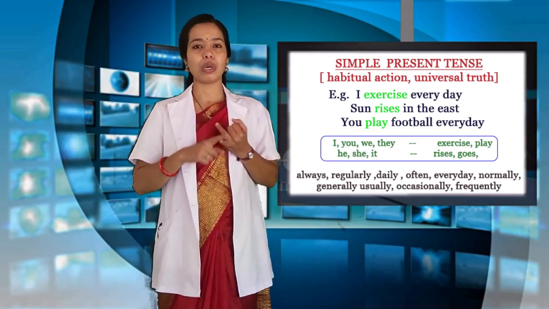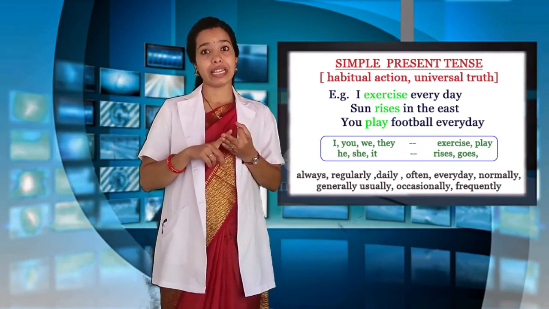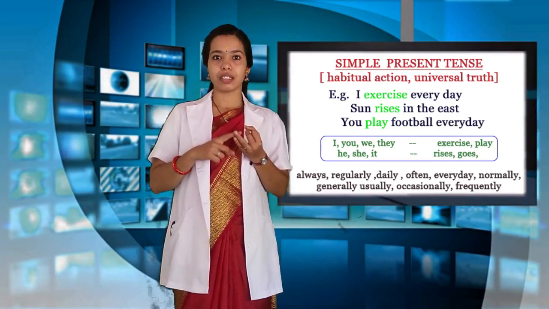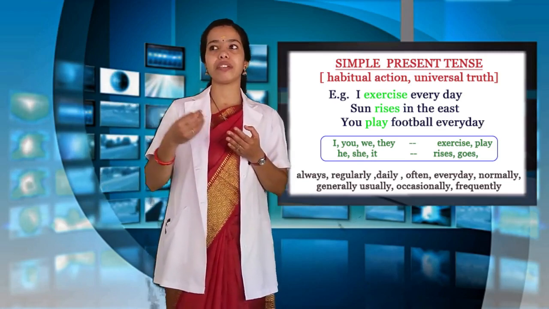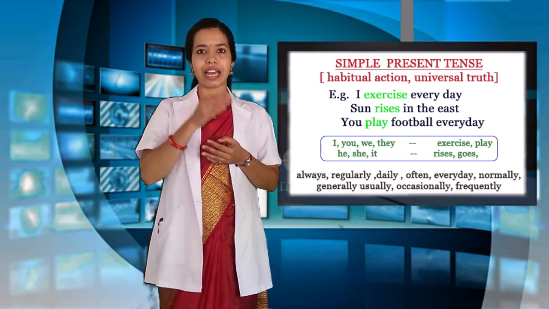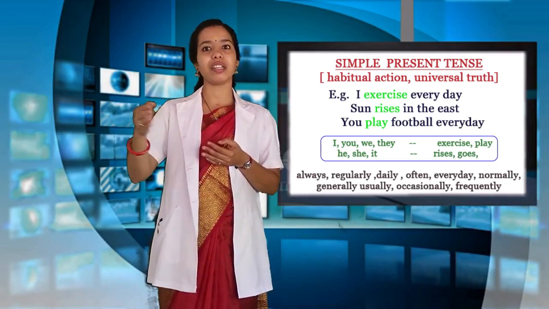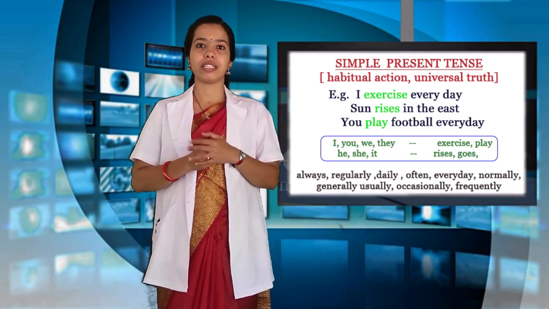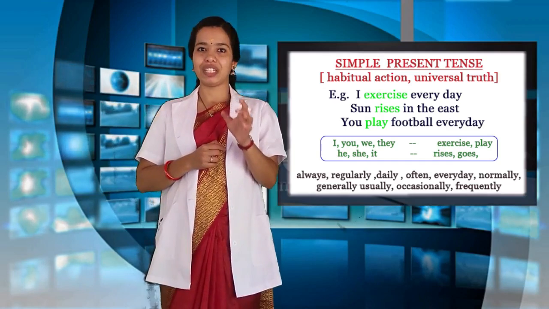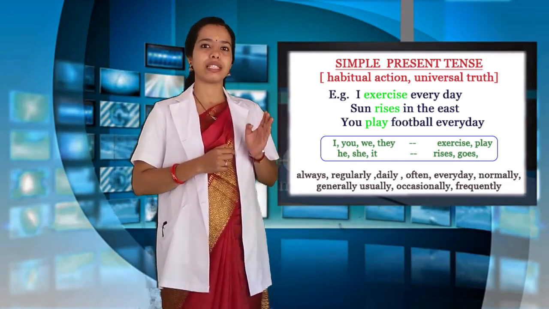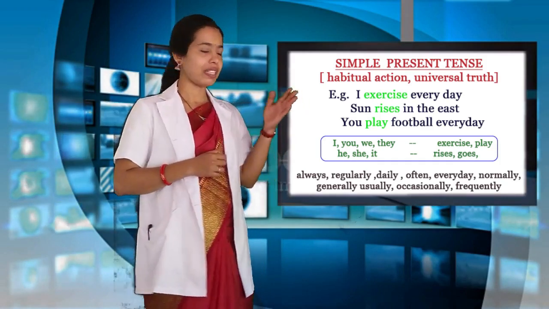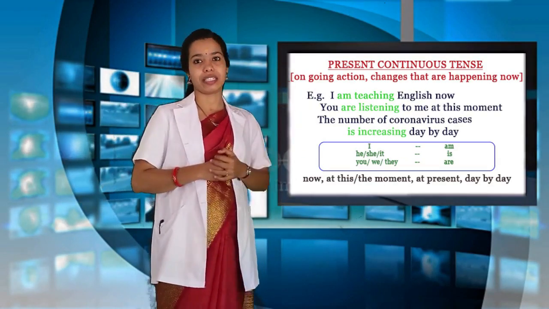For example, always, regularly, daily, often, every day, normally, generally, usually, occasionally, frequently, like that. Any of the words which tell you that the action happens in a regular routine will be mentioned in the sentence. So if you see those words in the sentence, you can be very sure that the tense to be used in that sentence is simple present tense. Is that clear?